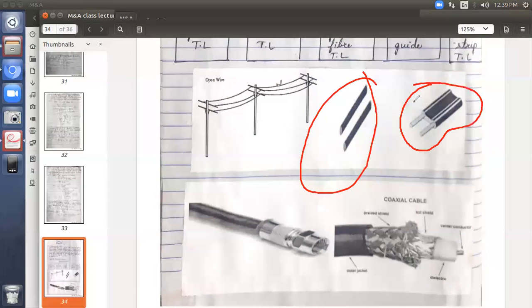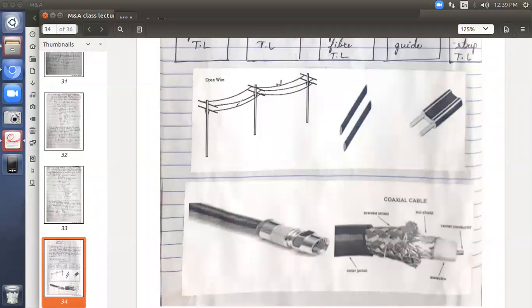This is also open wire. If you had a CRT monitor or television at home earlier, a cable like this used to come with it. Please try to recall, you were very small then. During that time, these kinds of cables used to be connected to your television sets. Now you can see these are some of the open wire transmission line examples.